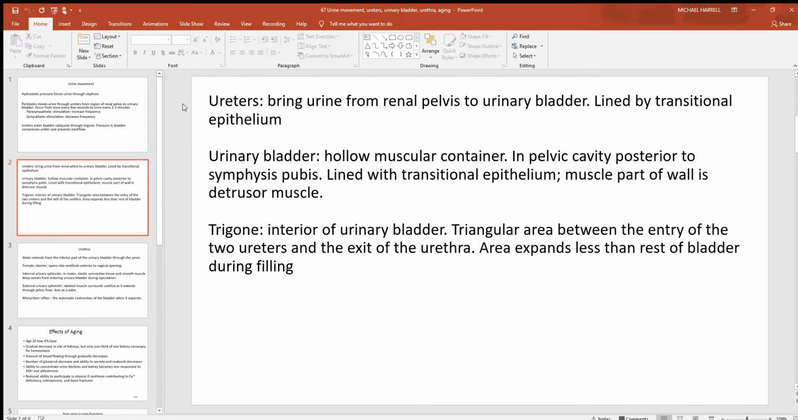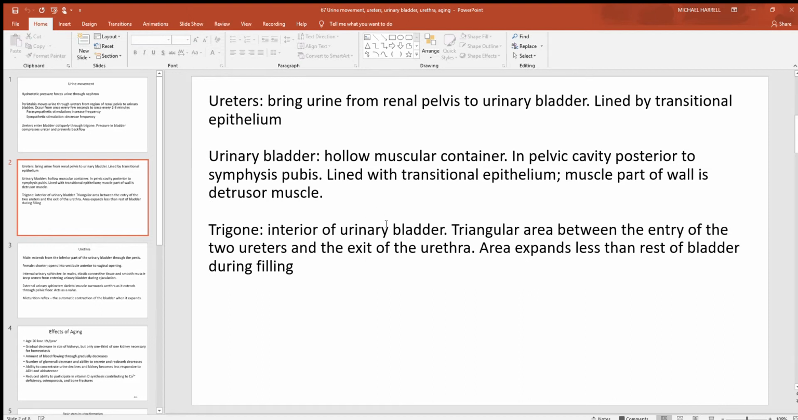Look at the ureters. They're going to bring the urine again from the renal pelvis way up at the kidneys down to the urinary bladder. The urinary bladder and the ureters have got a very special type of epithelial tissue in them called transitional. There's a type of epithelial tissue that can actually change cell shape and number of cell layers. You need it in an area where you have expansion, and the urinary bladder is a very good example of that.